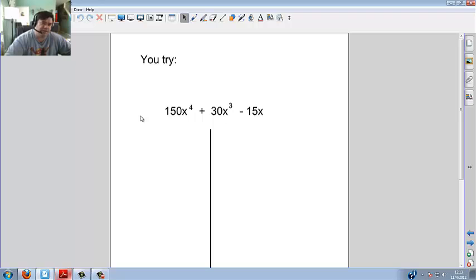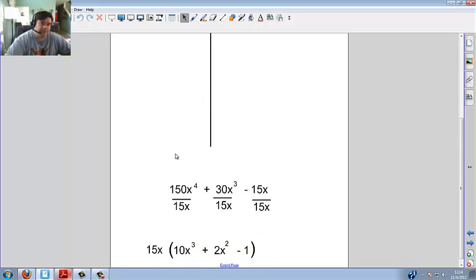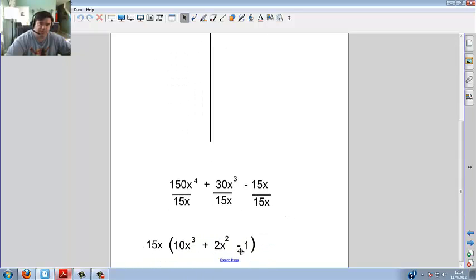You go ahead and give it a try at this time. Alright, let's see what you got. Did you divide by 15x, I hope? And here is your result. 10x cubed plus 2x squared minus 1.